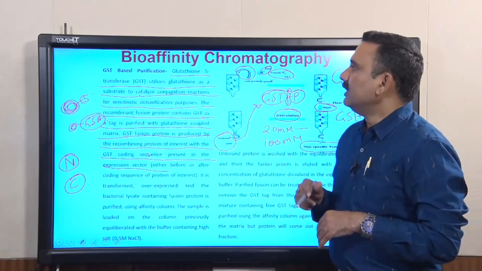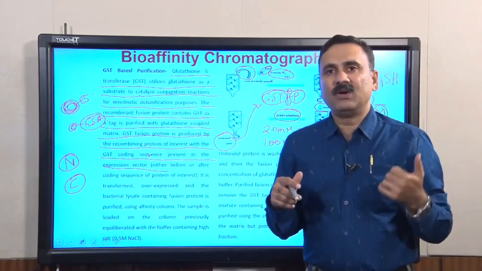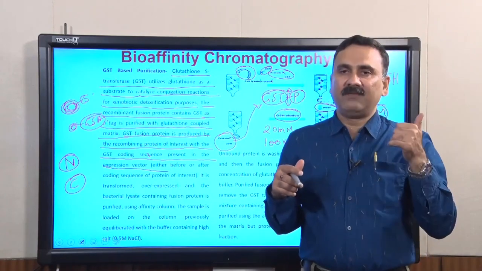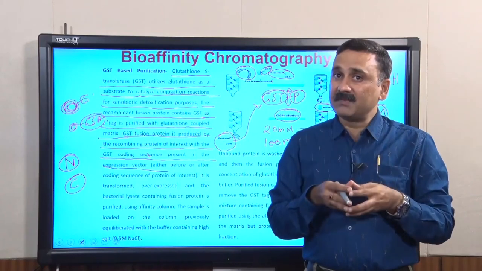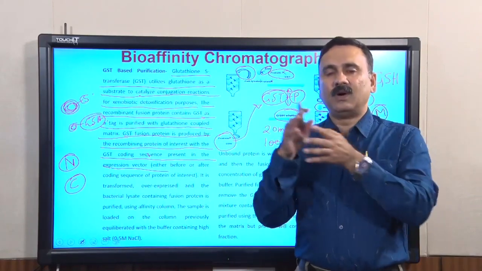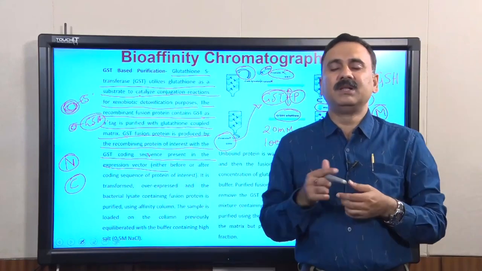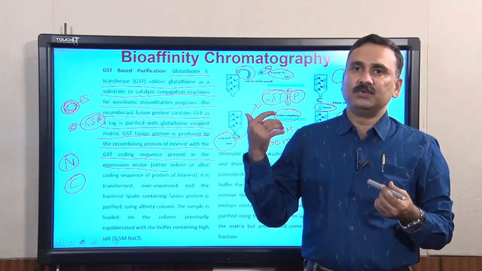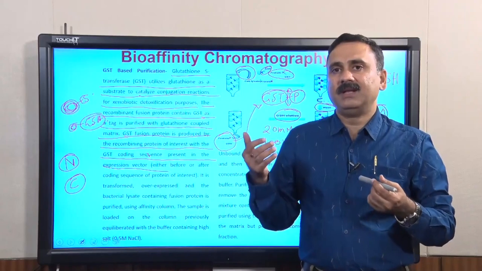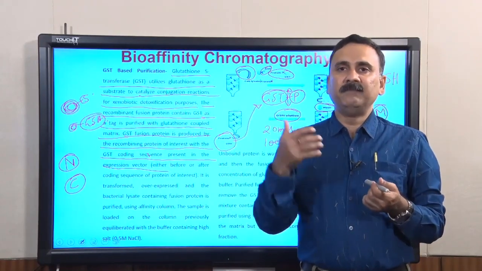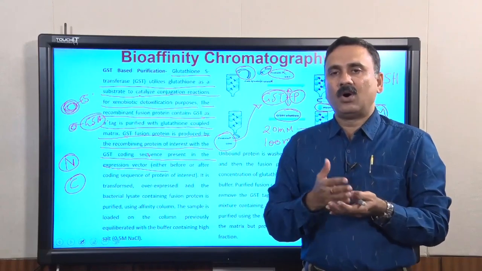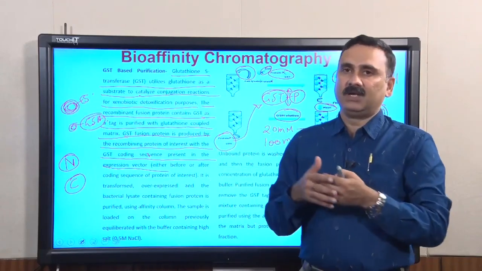So this is about the utilization of bioaffinity chromatography. We have taken an example of an antibody. Now we have taken an example of enzyme-substrate complexes. Now let's move on to the next examples where we are going to use the pseudo-affinity column, and in pseudo-affinity chromatography we are going to use either the dye affinity column or the metal affinity column.